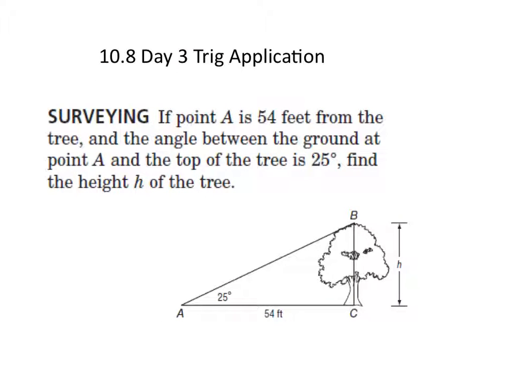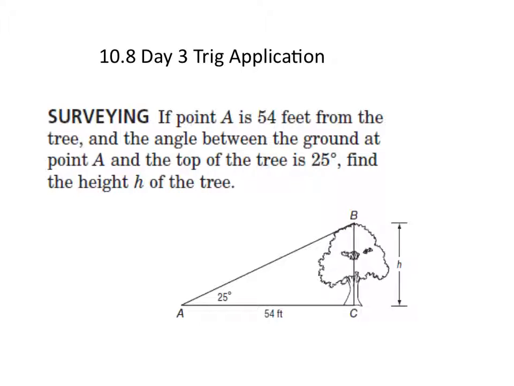Now let's take a look at 10.8 Day 3 Trig Application Word Problems. Surveying. If point A is 54 feet from the tree and the angle between the ground at point A and the top of the tree is 25 degrees, find the height h of the tree. Well, this is really nice because we're given a picture for this word problem.